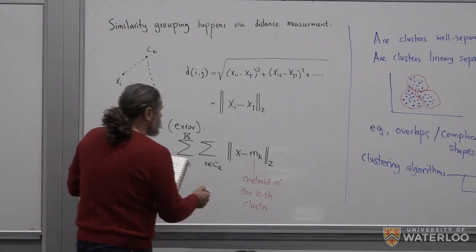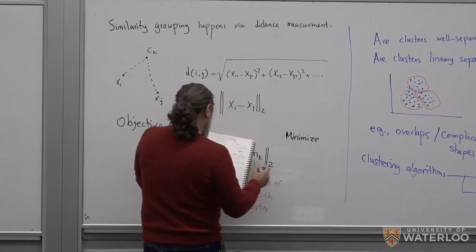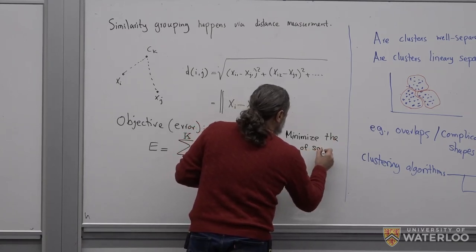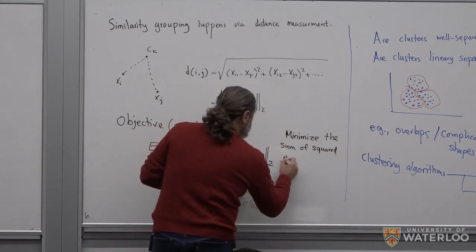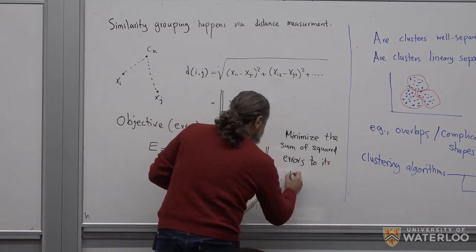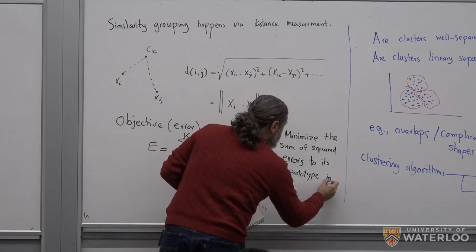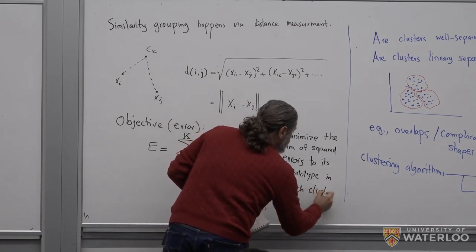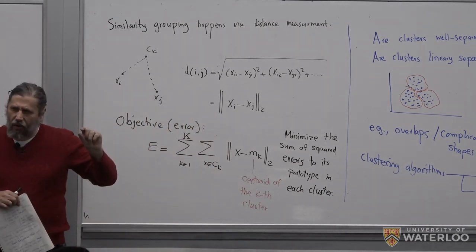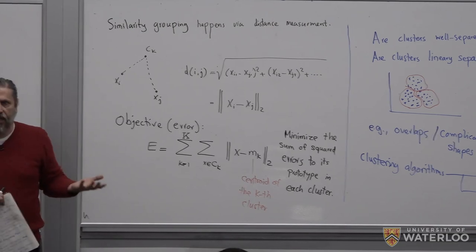So here, we minimize the sum of squared errors to its prototype in each cluster. Why do we call it error? Because the distance tells me how far you are deviating from the cluster prototype, from the representative of the class, which is the average of the class.